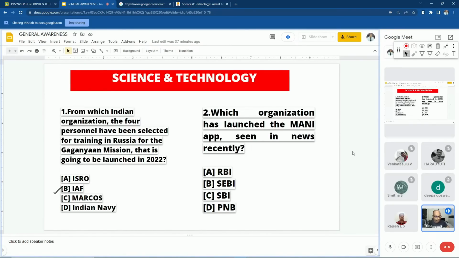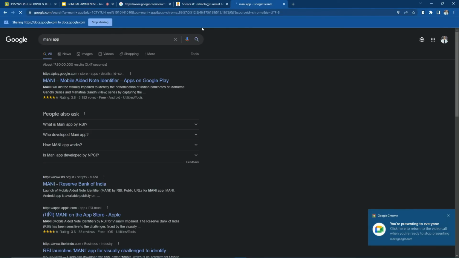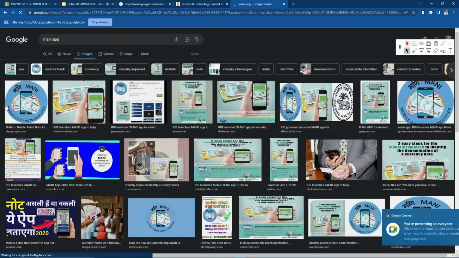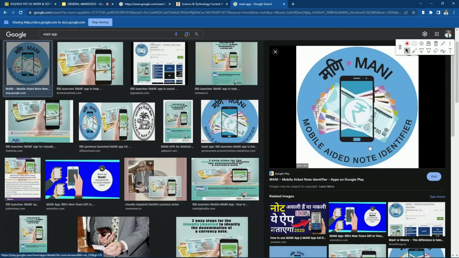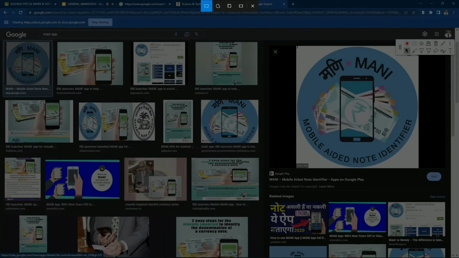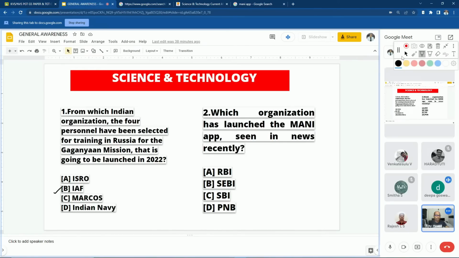Right. Next question to Ghoshji. Hi, sir. Which organization has launched the Money app seen in news recently? RBI, SBI, PNB. Heard about Money app? Yono SBI, sir. The name of the app is Money app. SBI, sir, answer. Maybe SBI. One second. The RBI.